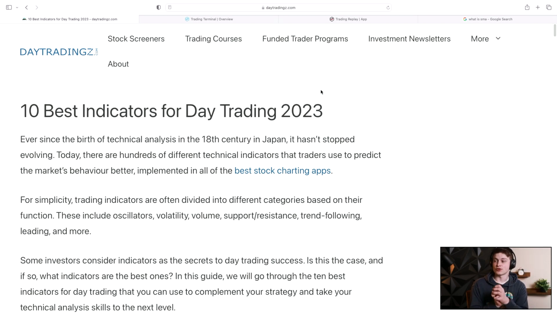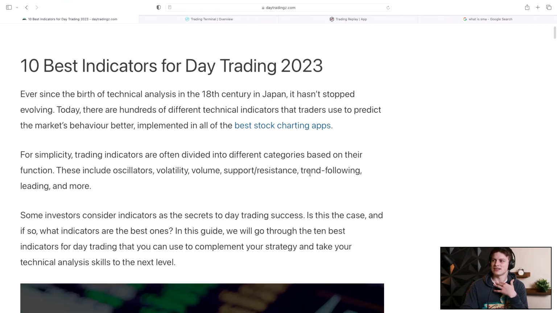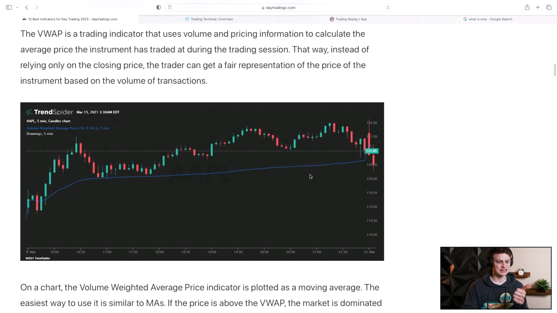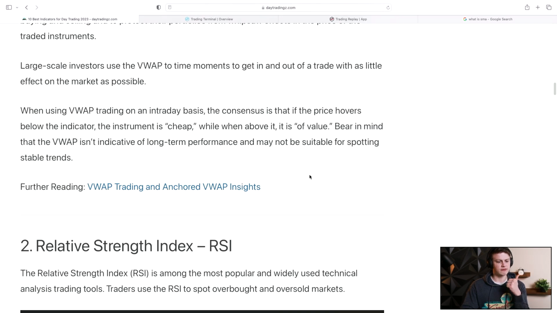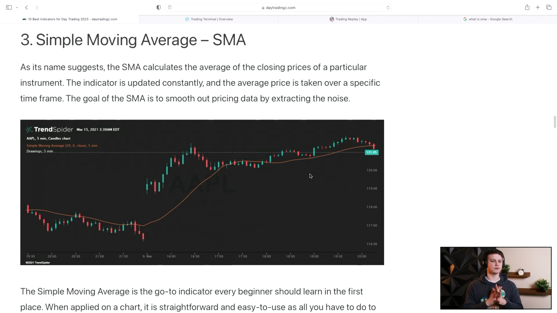This is the infamous article that we've been looking at over the past few episodes here: 10 best indicators for day trading 2023. We looked at volume weighted average price. Last episode, we looked at relative strength index. And now today, we're going to be looking at simple moving average. As its name suggests, the SMA calculates the average of the closing prices of a particular instrument. The indicator is updated constantly, and the average price is taken over a specific time frame. The goal of the SMA is to smooth out pricing data by extracting the noise.